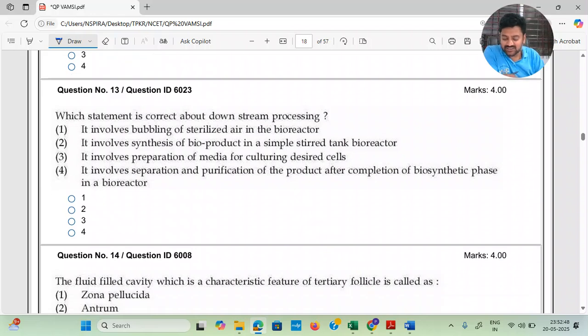Which statement is correct about downstream processing? So in this, we can see the most suitable one is the fourth one. It involves separation and purification of the product after completion of biosynthetic phase in a bioreactor.